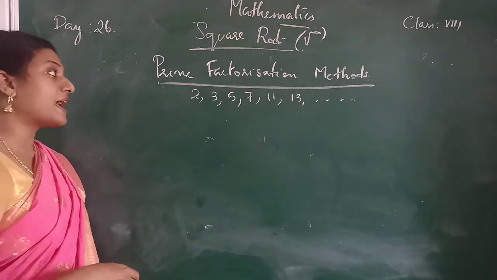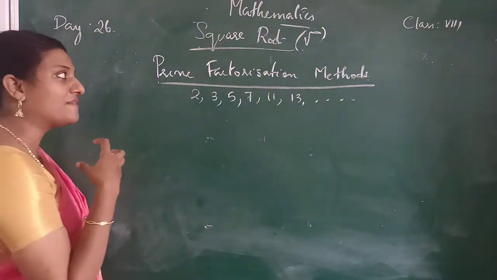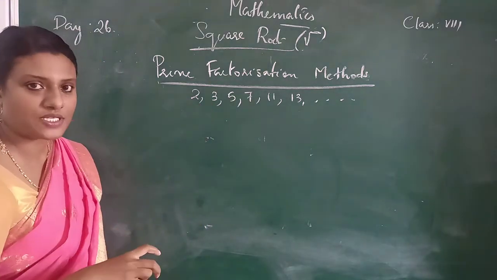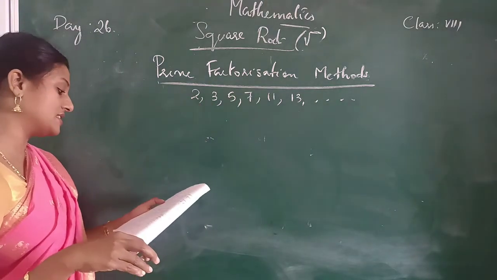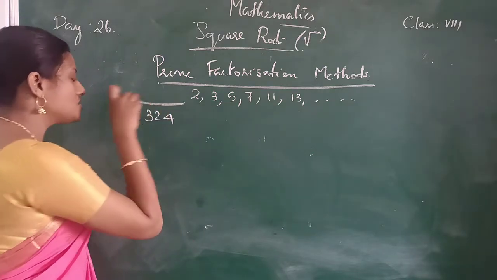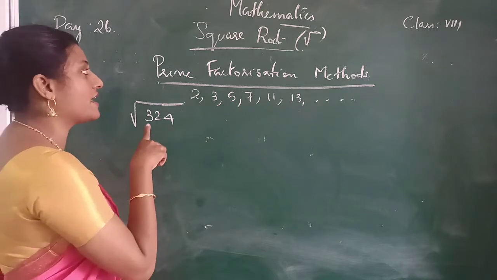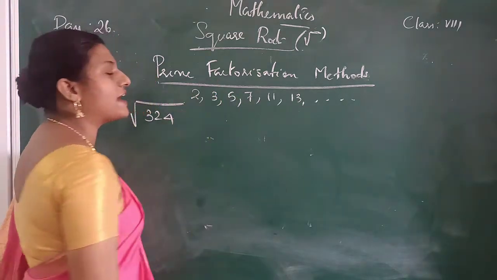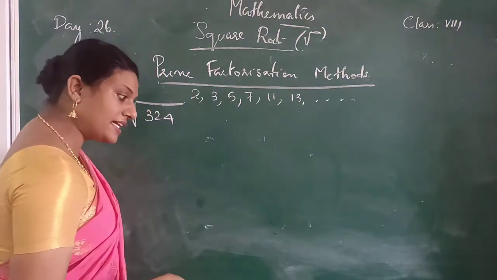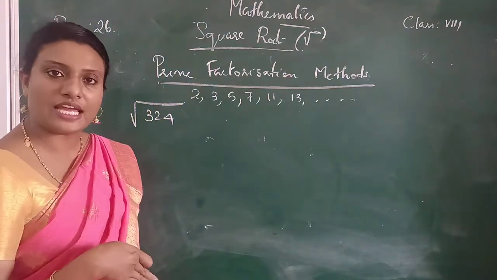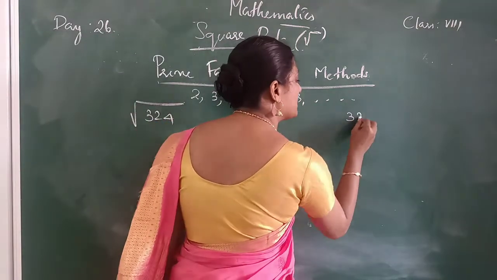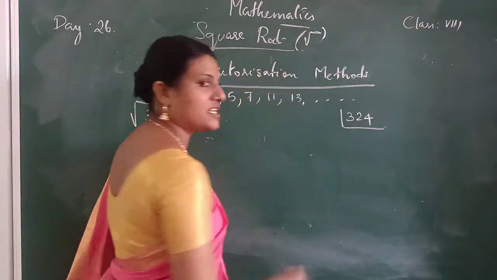Prime factorization means you have to factorize a number using these prime numbers. Now consider the number 324. Suppose you are asked to find the square root of 324 using the prime factorization method. First you have to check whether the given number is odd or even. The given number is even here, so you have to divide. This is the method. First write 324.